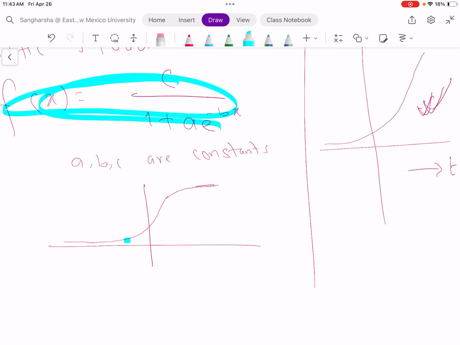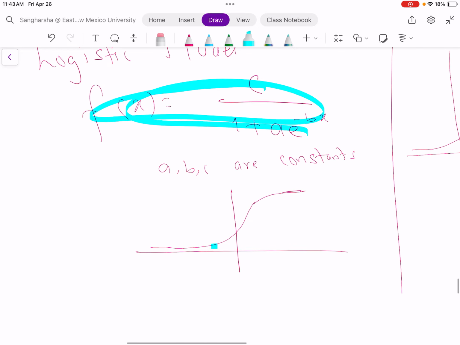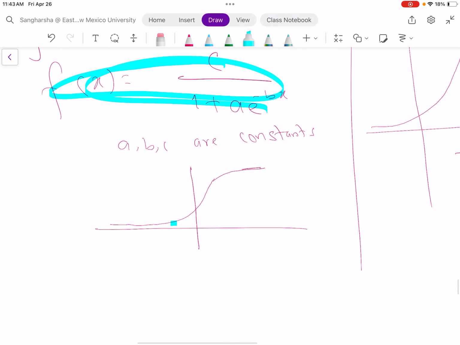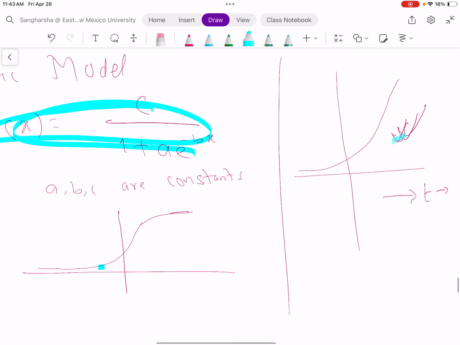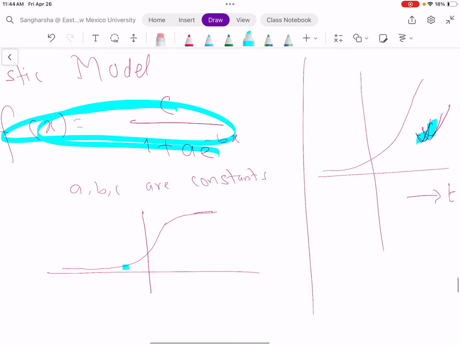So the population starts, and at some point there is a very slight increase. It doesn't remain exactly constant, but there is a very slight increase. So if you see this graph, this is the logistic model. You don't need to worry about calculating a, b, c here. I'm just letting you know that exponential growth is not a good model for population growth. For population, we use the logistic model.